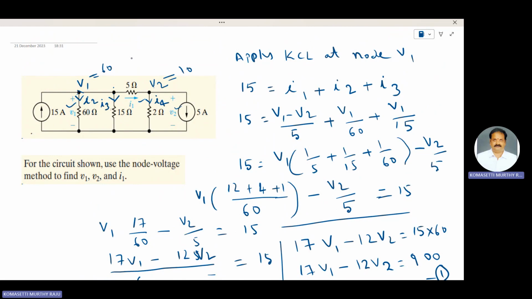Now find I1. Therefore, I1 is equal to (60 minus 10) by 5, that is 50 by 5, that is 10 amperes. The value of I1 is 10 amperes. V1 is 60 volts and V2 is 10 volts.